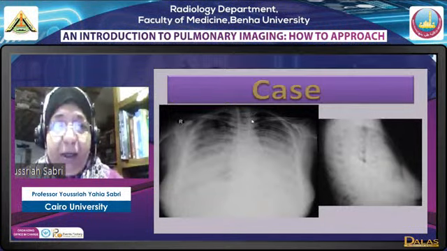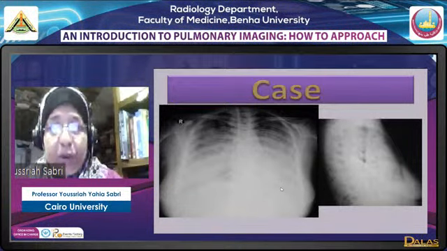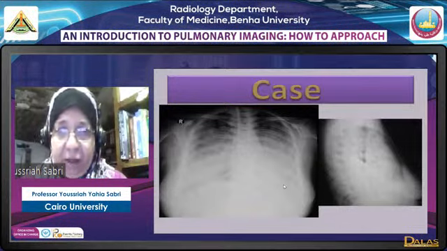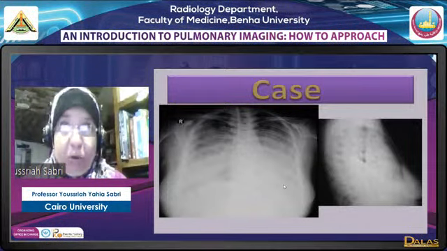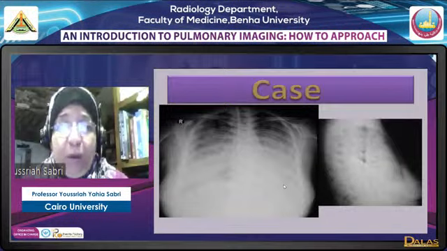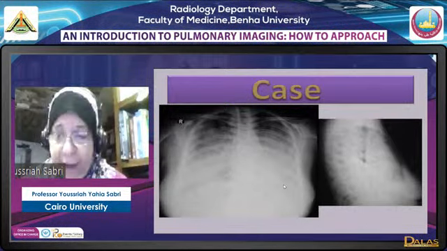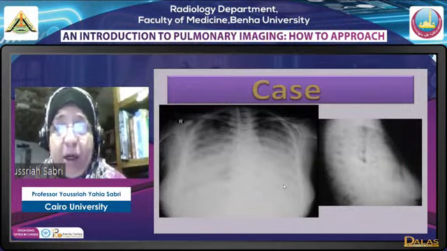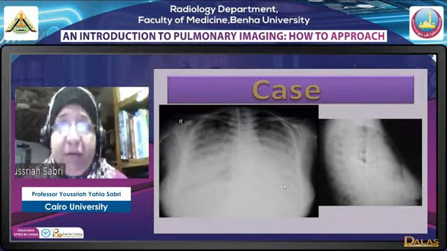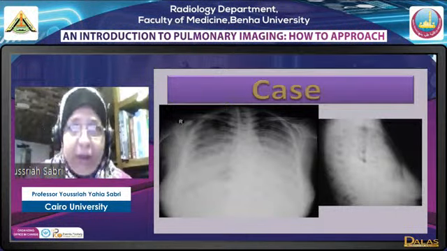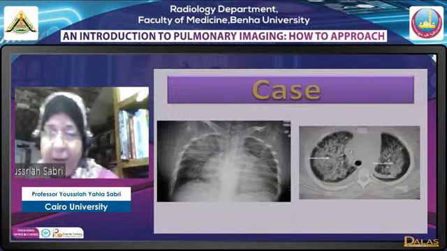Now what we have here is bilateral diffuse consolidation. This appearance has a relatively limited differential diagnosis, and the patient is usually coming from ICU with acute respiratory distress syndrome or acute interstitial pneumonia, and in both of them we have a severe injury of the alveoli.